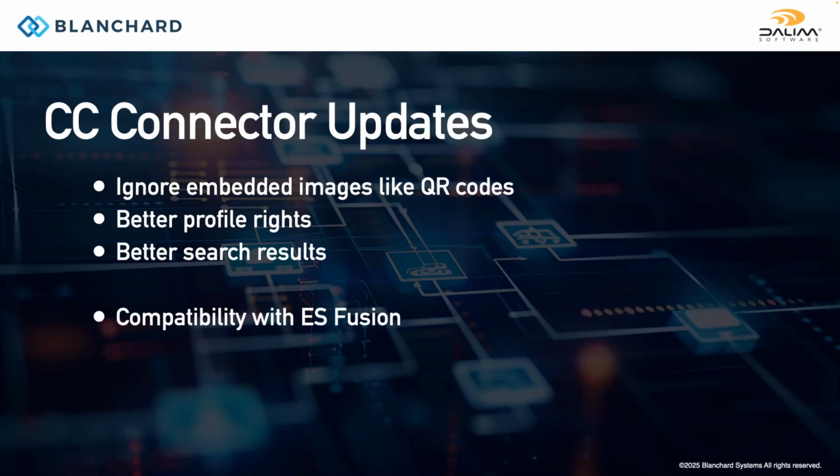Some updates on it. So now it ignores embedded images like QR codes on the InDesign page. A little better handling of profile rights. I think before it wasn't necessarily honoring a profile mask, and it does now. Improvements on the search results, some stuff we have already talked about. And it is compatible actually with ES Fusion. So we're going to talk in a little bit about how you access Fusion, coming soon. You will be able to use the current version of CC Connector with Fusion if you want to play around with that.